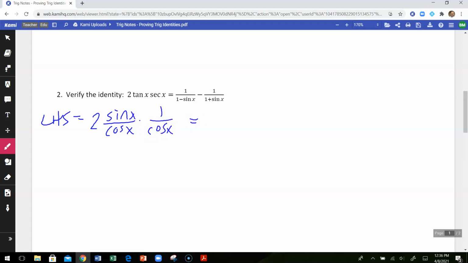Well, now I see that I've got some multiplication going on here. I could go ahead and multiply, so I'm going to get 2 sine x in my numerator. My denominator is going to be cosine squared x. And then I'm not really sure what to do from there.